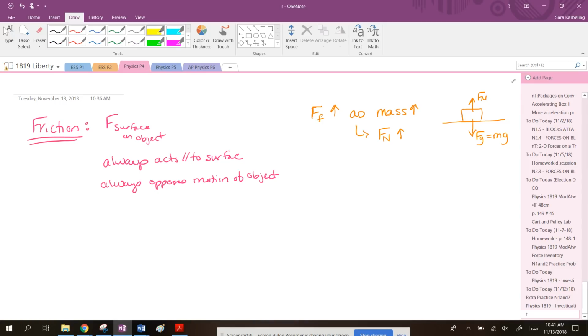So for our purposes, when mass gets bigger, that means that the force of gravity gets bigger. And when the force of gravity gets bigger, it means that the normal force gets bigger. So the reality of it here is that the force of friction is dependent on normal force, okay? The other thing that the friction depends on is the types of surfaces that we have put together, okay?